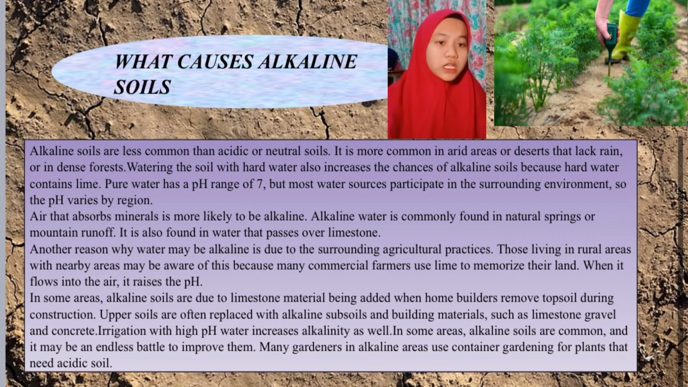In some areas, alkaline soils are due to limestone material being added when home builders remove topsoil during construction. Upper soils are often replaced with alkaline subsoil and building materials such as limestone, gravel, and concrete. Irrigation with high pH water increases alkalinity as well. In some areas, alkaline soils are common and it may be an endless battle to improve them. Many gardeners in alkaline areas use container gardening for plants that need acid soil.